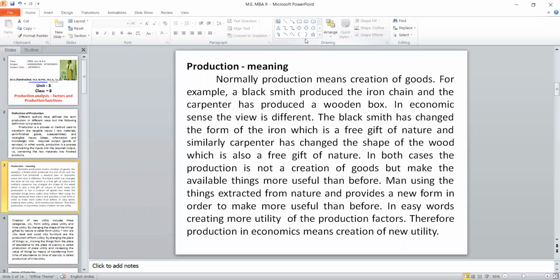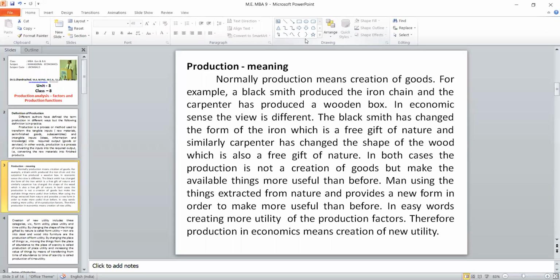But in the economic sense it is very different. Why? Suppose we take a blacksmith, he is changing the form of iron, but that iron is coming from nature. So we are not producing the goods, we are only converting their shape. In both cases, it is not a creation of goods. It only makes available something more useful than before. For example, man is extracting from nature and providing a new form. What we have to keep in mind, be clear about this: increasing the utility of the available natural resources is nothing but production.